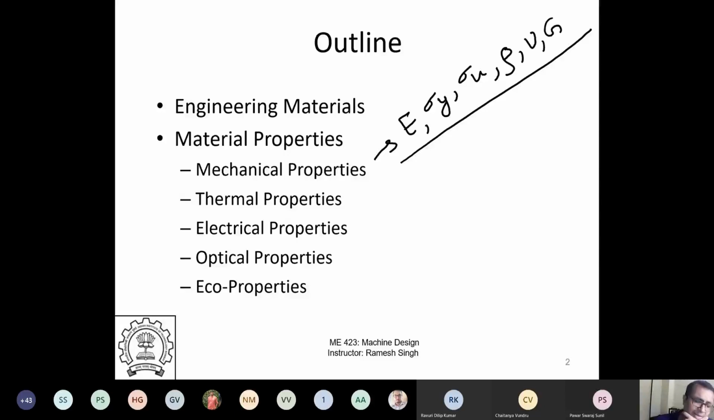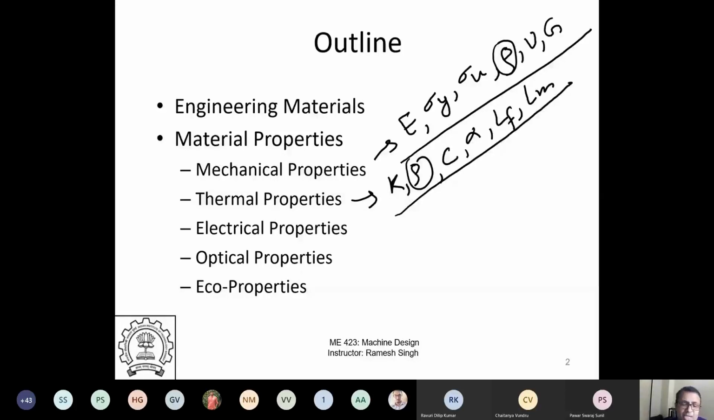Then there are thermal properties. Thermal properties will be thermal conductivity. Rho, the density, is also a mechanical property as well as a thermal property, because it affects the diffusivity. Then thermal conductivity, specific heat C, density, and the coefficient of thermal expansion, alpha. You can also talk about latent heat of fusion, latent heat of melting. These are some of the thermal properties. This is not a comprehensive list, but these are some which you would see. And then there can be emissivity. These can be thermal properties.